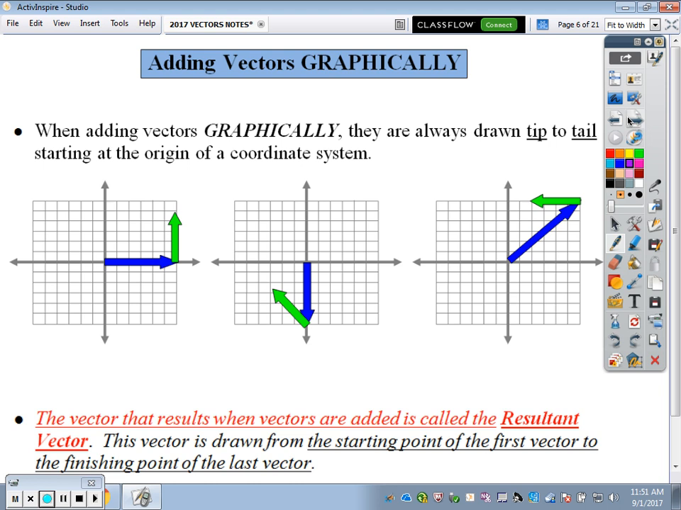Maybe it was a different set of directions. We asked Jack to walk south and then to walk northwest, or to go northeast and then go west. But these are three different examples of vectors being added tip to tail.